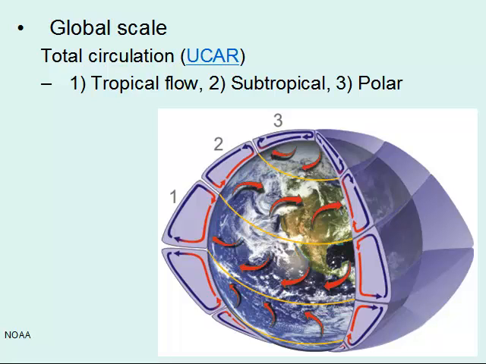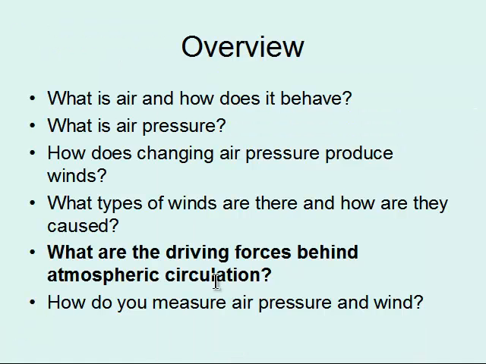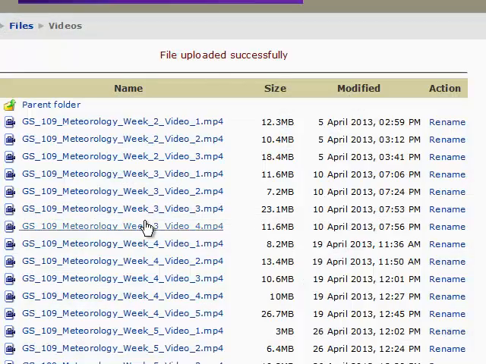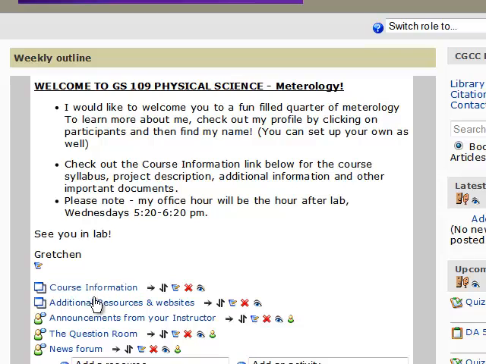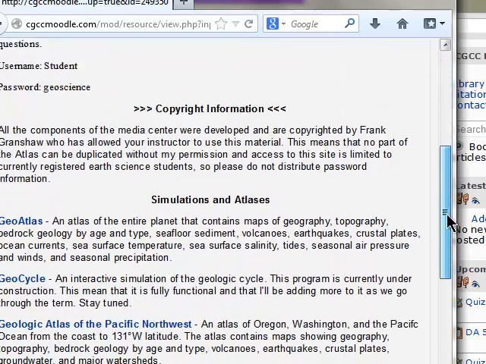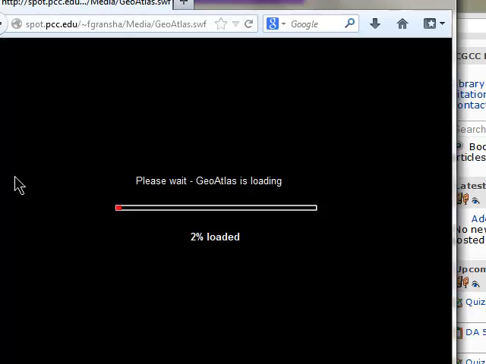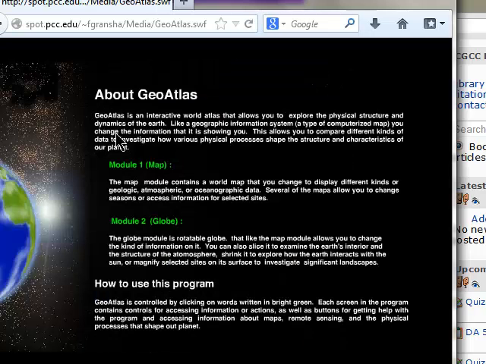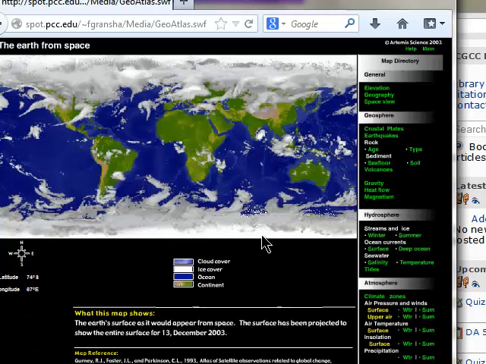What I also wanted to talk about with these driving forces: if you visit the course homepage and click on additional resources and website link, you will see these helpful websites. If you scroll down, you'll see GeoAtlas. You'll have to enter the username and password that's listed in the course site. We're going to go to the map, and here you can see a satellite image showing the Earth.